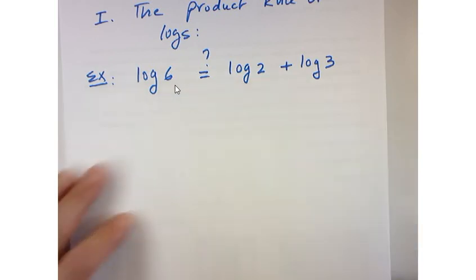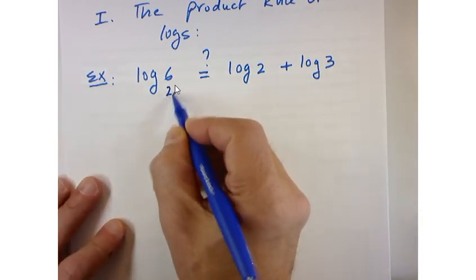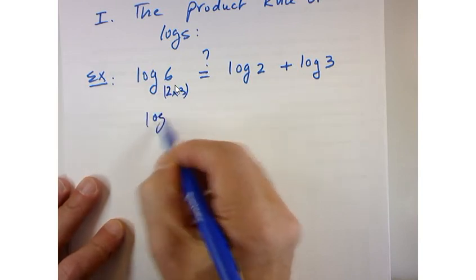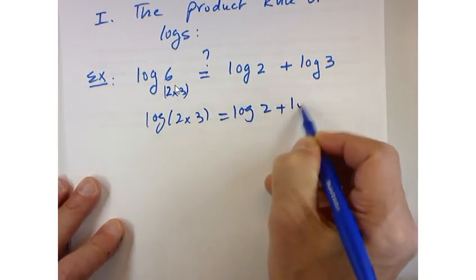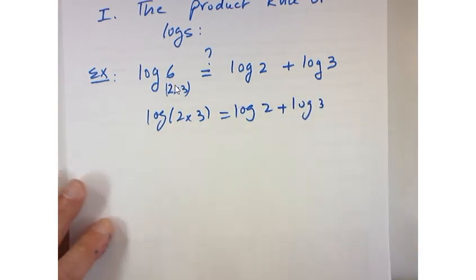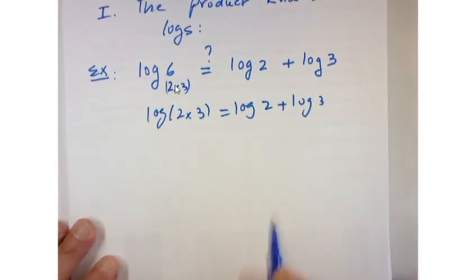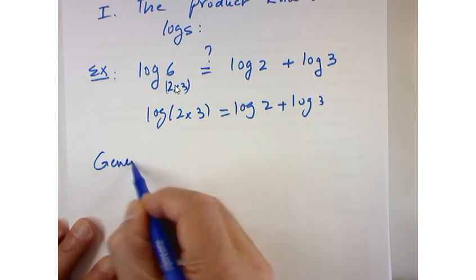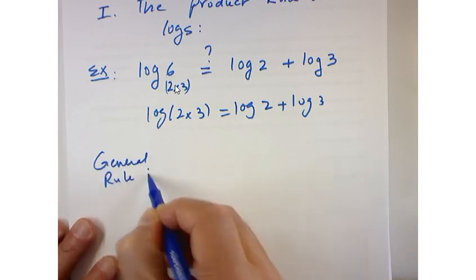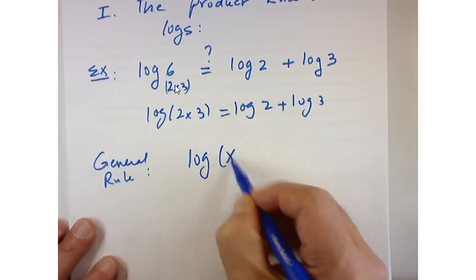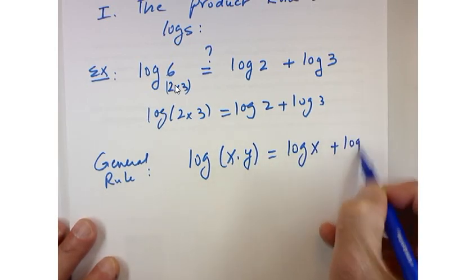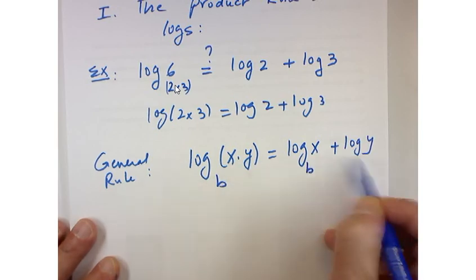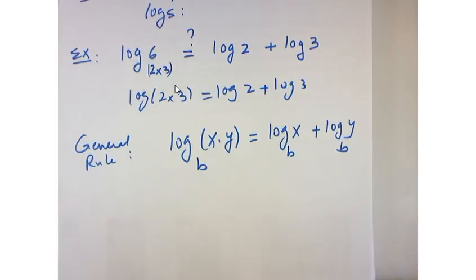And the reason is because 6 is actually 2 times 3. So log of 2 times 3 equals log of 2 plus log of 3. You can try it for as many as you want. So basically, as a general rule, log of x times y equals log of x plus log of y, and it can be to any base. It doesn't just have to be to base 10. This is called the product rule.